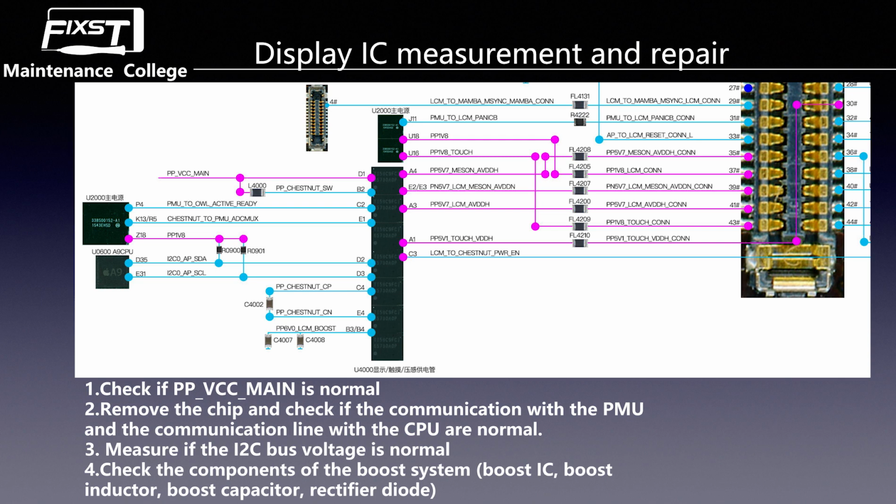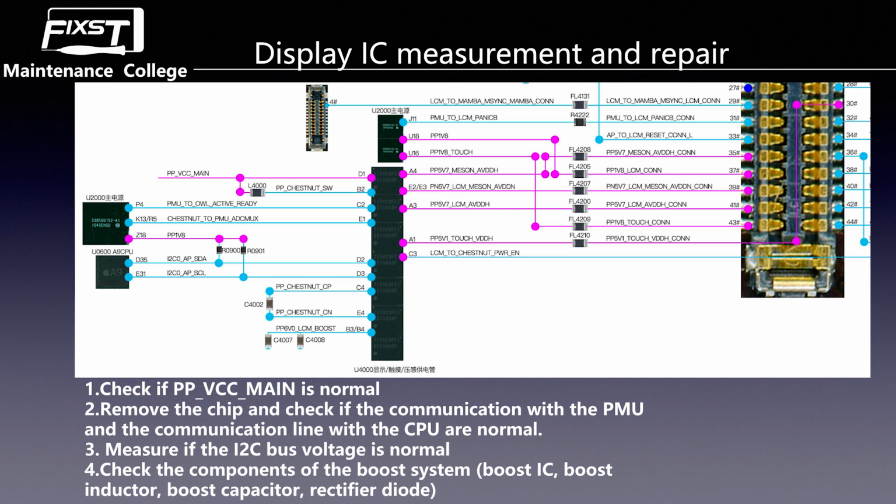When we test the pins under this IC, if the resistance is abnormal, maybe the line connected to the CPU and the PMU is not okay. So we need to repair this line. After that, we need to test the I2C control bus.